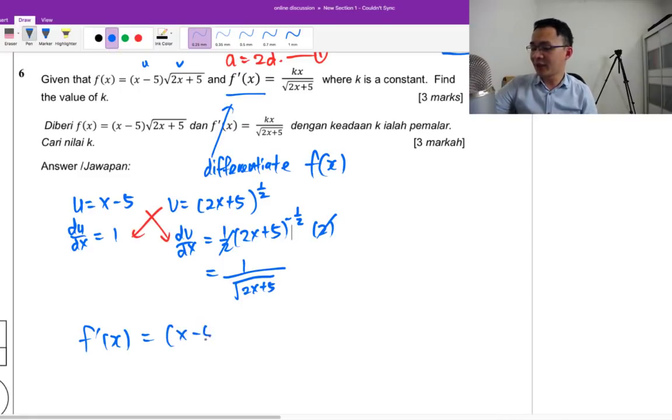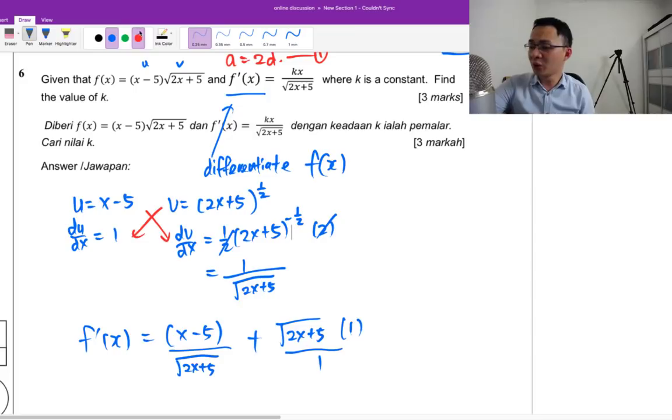So I get x minus 5 multiply this one, so I will get something like this. And then plus v, which is the square root 2x plus 5, multiply with 1. And then definitely I need to simplify this one. So this is over 1. Because it's plus, I need to make both of them have the same denominator. So I will multiply square root 2x plus 5 here, and I will multiply square root 2x plus 5 here.